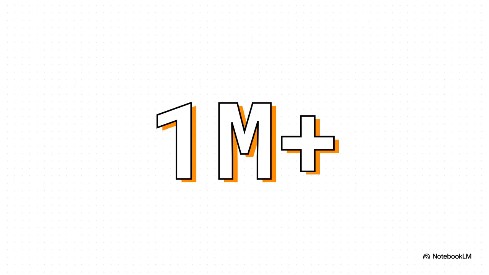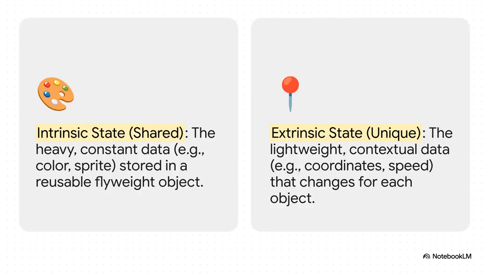Let's say you're making a video game with a huge battle scene. You might need over 1 million particles on screen at once. We're talking sparks, shrapnel, raindrops, you name it. Now, if every single one of those particles was its own complete object in memory, your system would just crash, bam, instantly. So here's the solution.